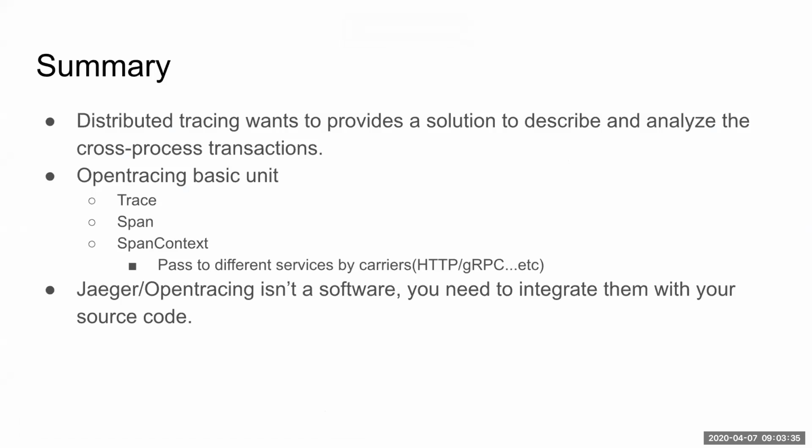And Jaeger and OpenTracing are not just software. You need to integrate them with your source code, your application. Based on your requirement, if you want to do just the container level, okay, you can just focus on the client and the request. But if you want to go deep into the function level, you need to pass the span context to each function and report the span information to the Jaeger controller. Okay, so that's all of my share about OpenTracing and Jaeger in VOLTHA.